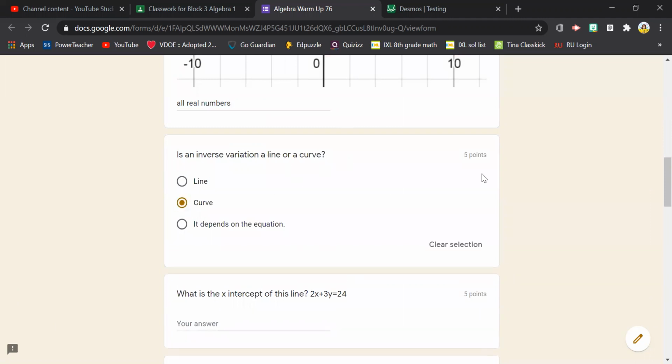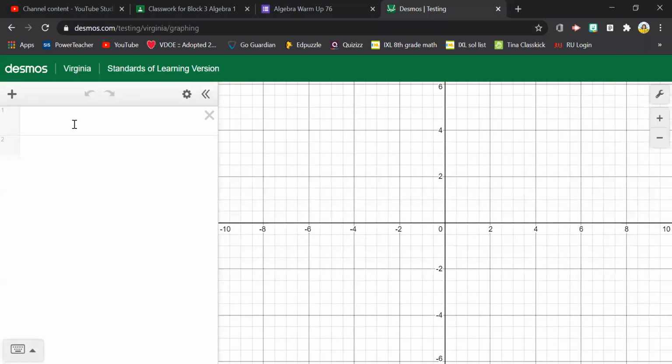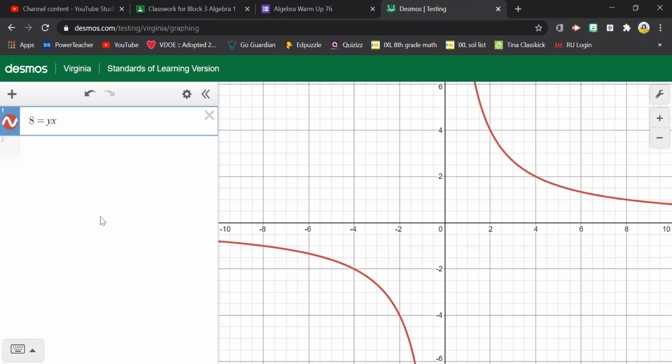Inverse variation is a curve. Now you can graph it. So you might remember that inverse variation is when k equals y times x. And k is just a constant. So you can make this be some constant. I'll just pick 8 for no reason. I just picked it. And you can see here that that is a curve.